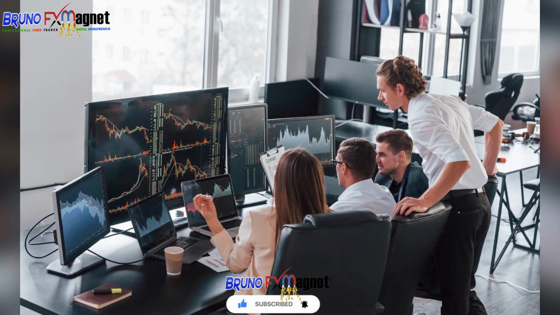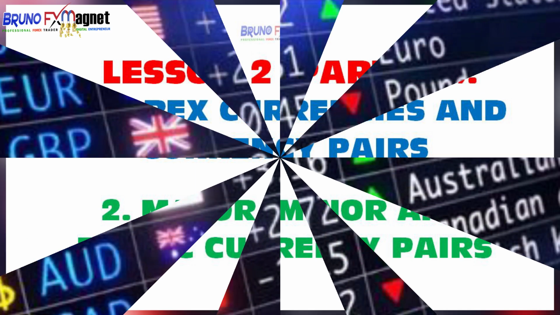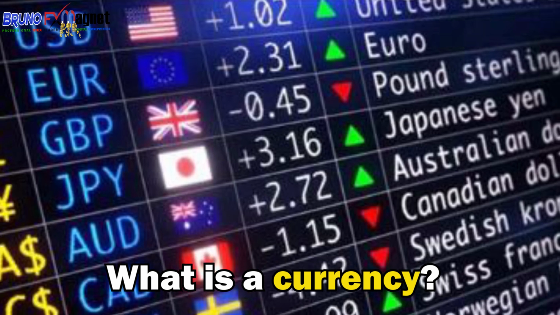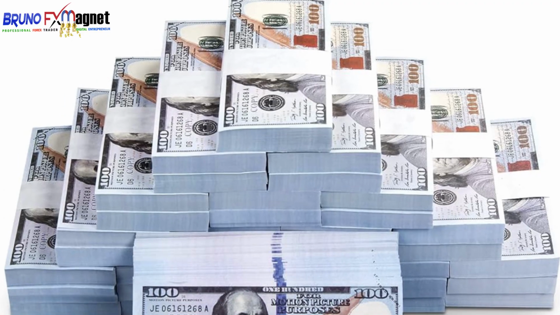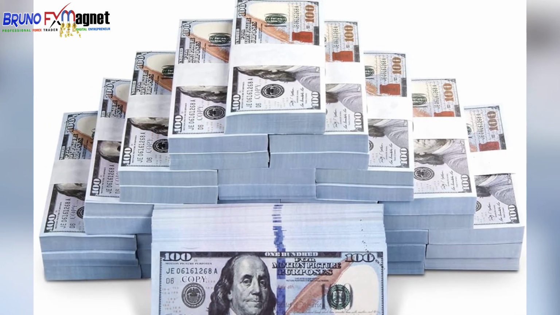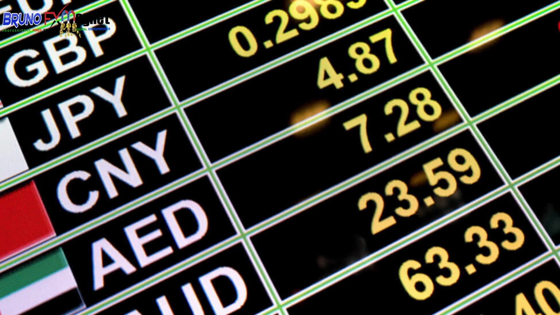Let's get started. Lesson 2, Part 1 to 2: Forex Currencies and Currency Pairs, major, minor, and exotic currency pairs. Alright? What is a currency? A currency is a system of money used by a specific country. This means that each country has its own currency.